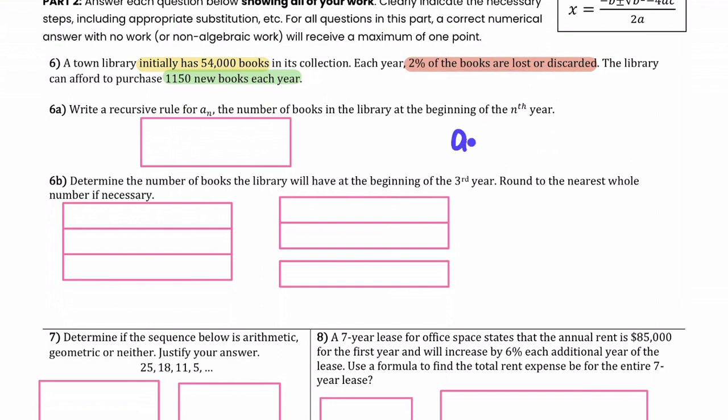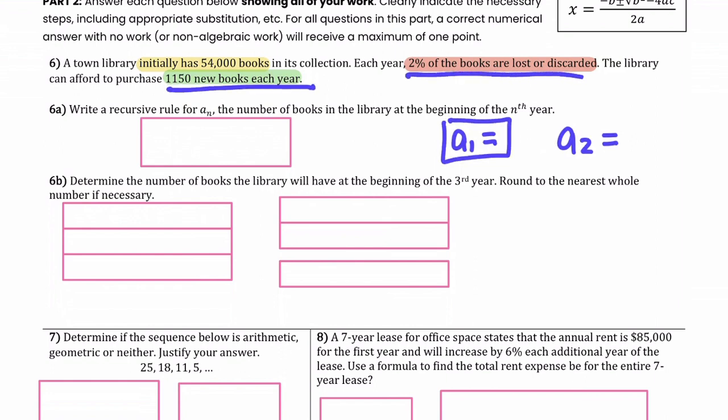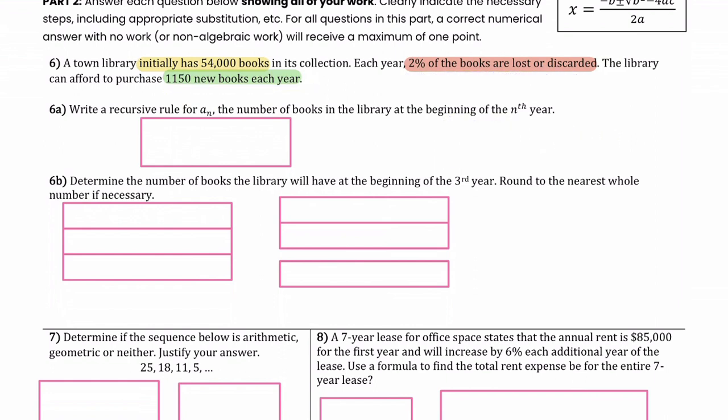Okay, so once again, a sub 1 is the beginning of the first year. And then a sub 2 is the beginning of the second year. So the beginning of the first year, none of this has happened yet. So that's why we're going to denote our first term as a sub 1 equals 54,000.